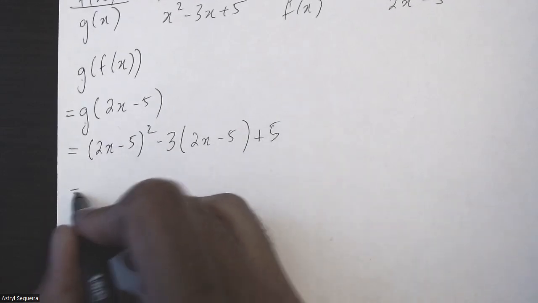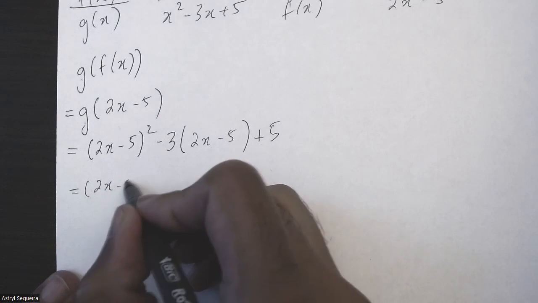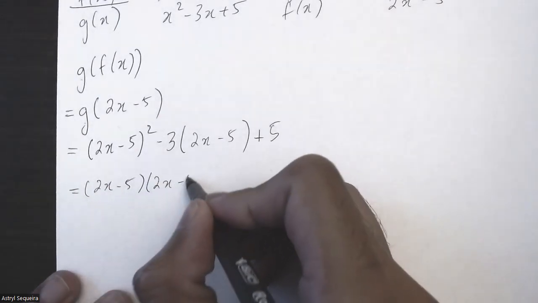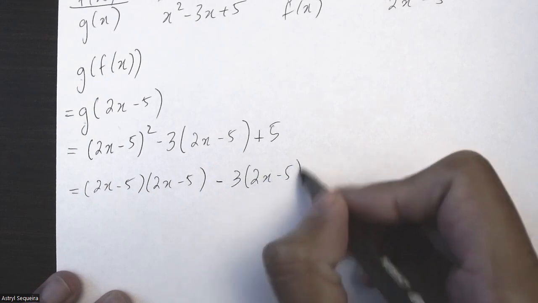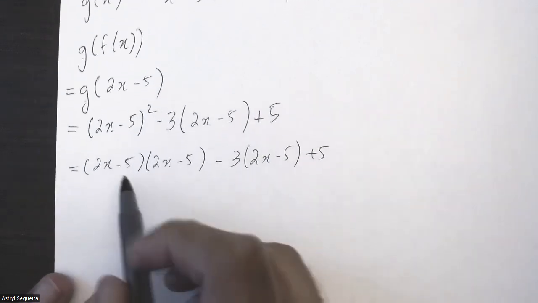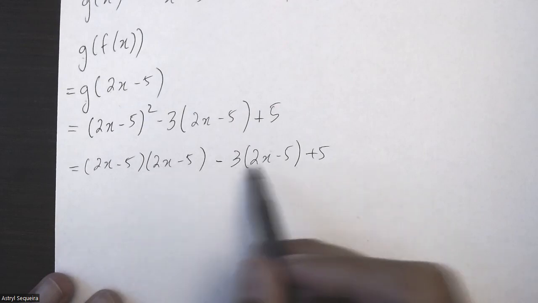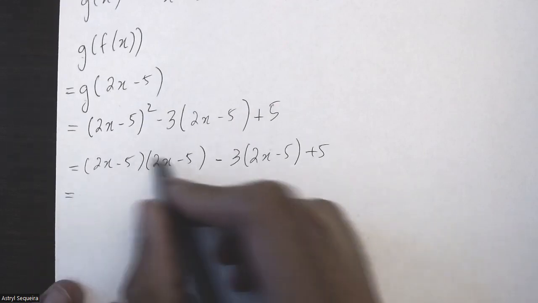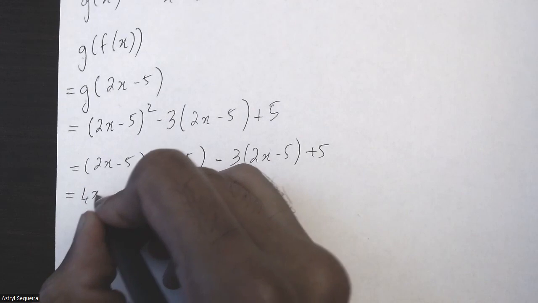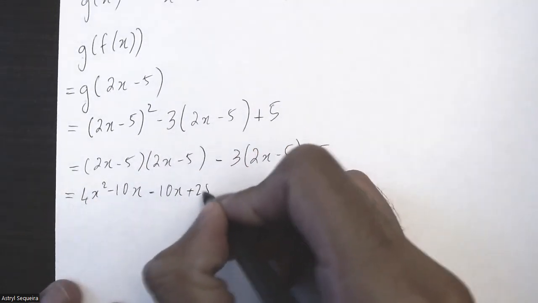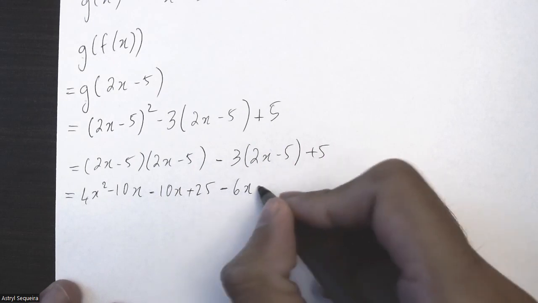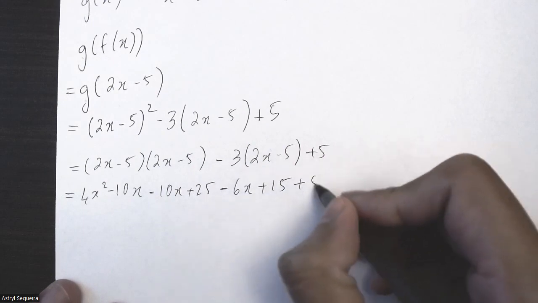So first thing you want to do is get rid of your exponent. And then you want to multiply out these two brackets and these two as well. I'm going to do FOIL over here. So we have 4x squared minus 10x minus 10x plus 25 minus 6x plus 15 plus 5.